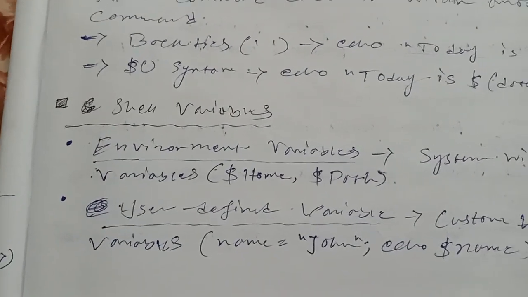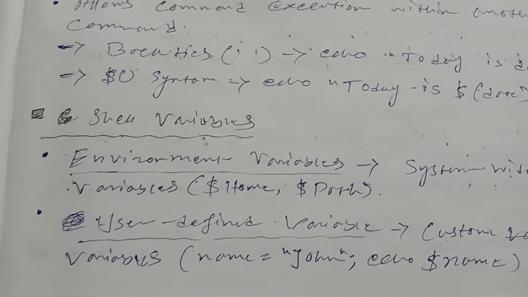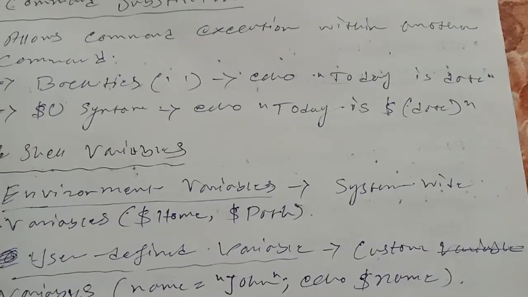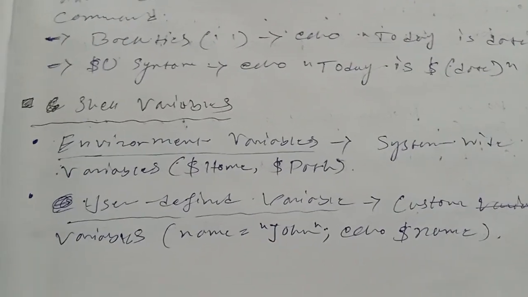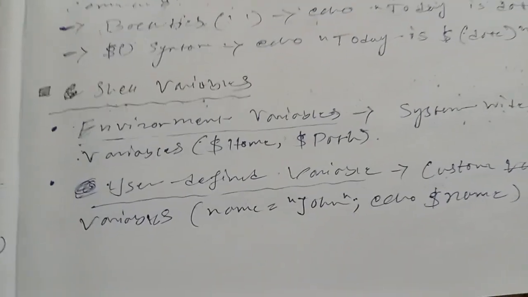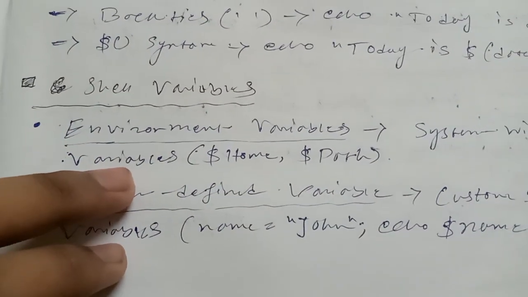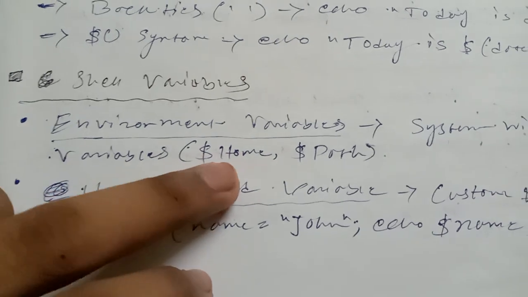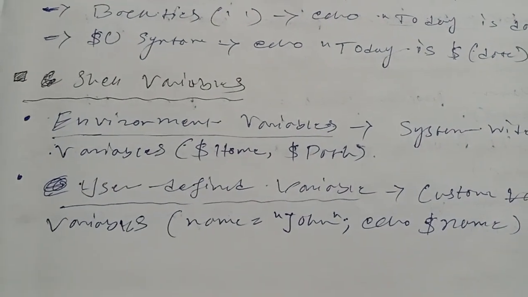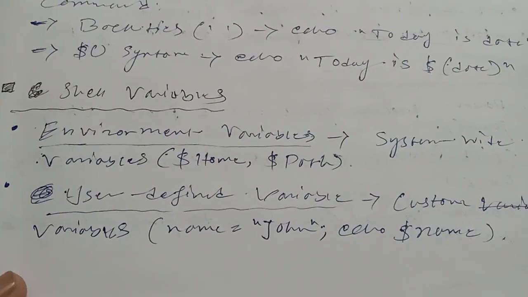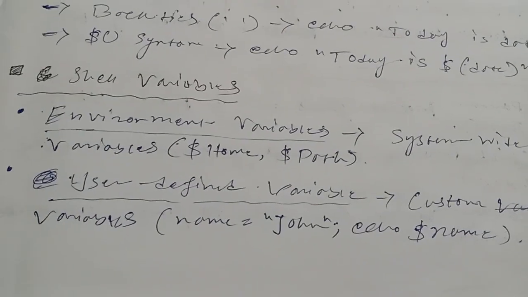Now shell variables and environment variables and syntax: variables like HOME and PATH, and user-defined variables, custom variables like name equals John, and this way.